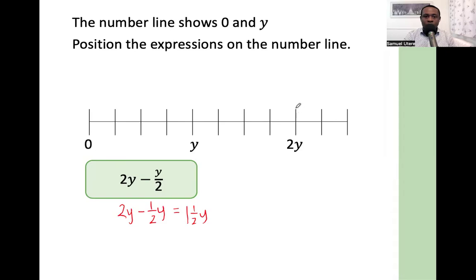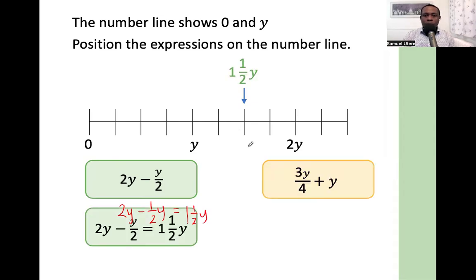So to take half, we have to be here. So that has to be 1.5y. It should be there. Interesting, isn't it? It may look like a difficult problem, but it really isn't. Okay, here is another one.